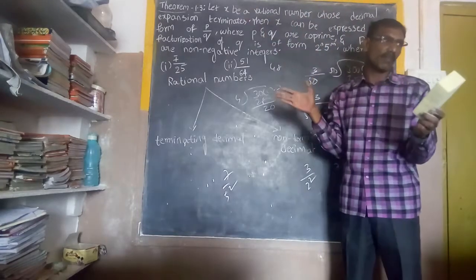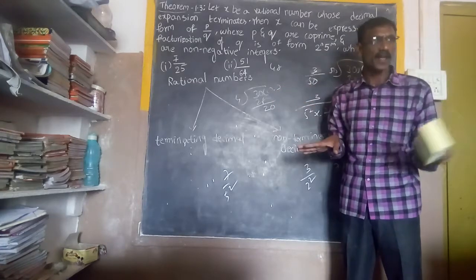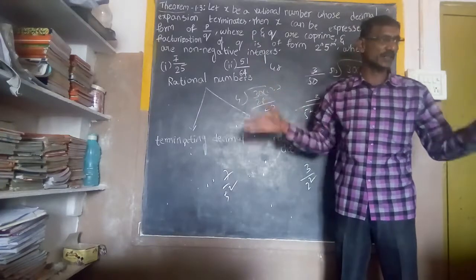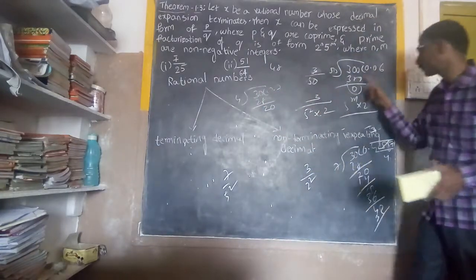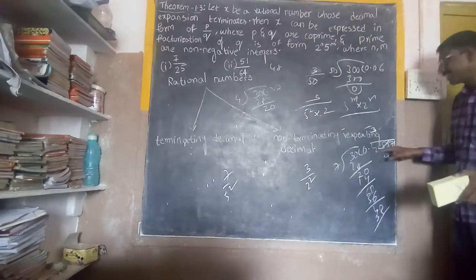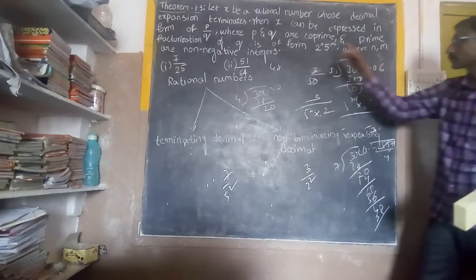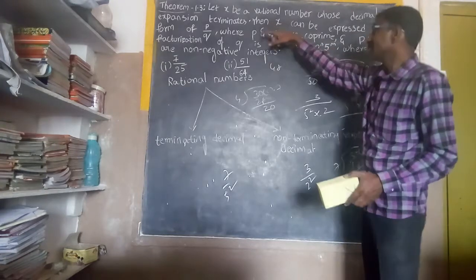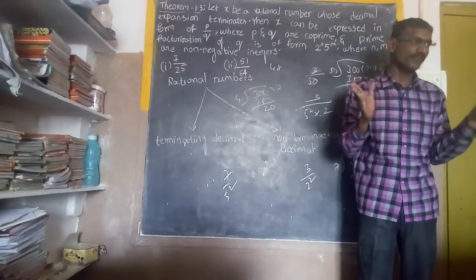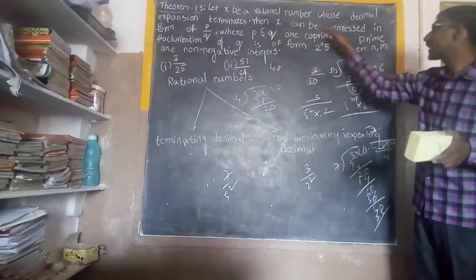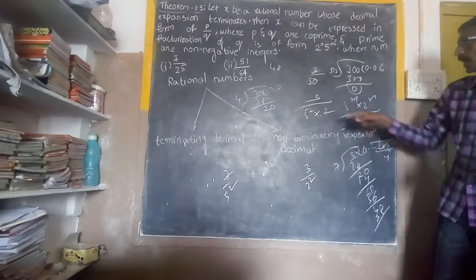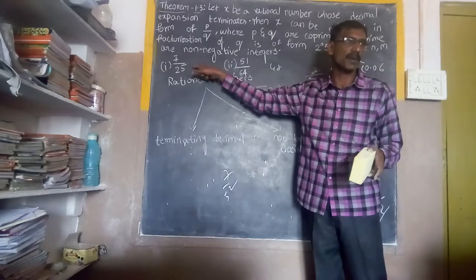Let x be a rational number, whatever it may be, whose decimal expansion terminates. This is the decimal expansion, this is the decimal expansion, and this is also a decimal expansion. The decimal expansion terminates means it will be stopped somewhere. x can be expressed in the form of p by q. See here, p by q. Every fraction in the form of p by q.